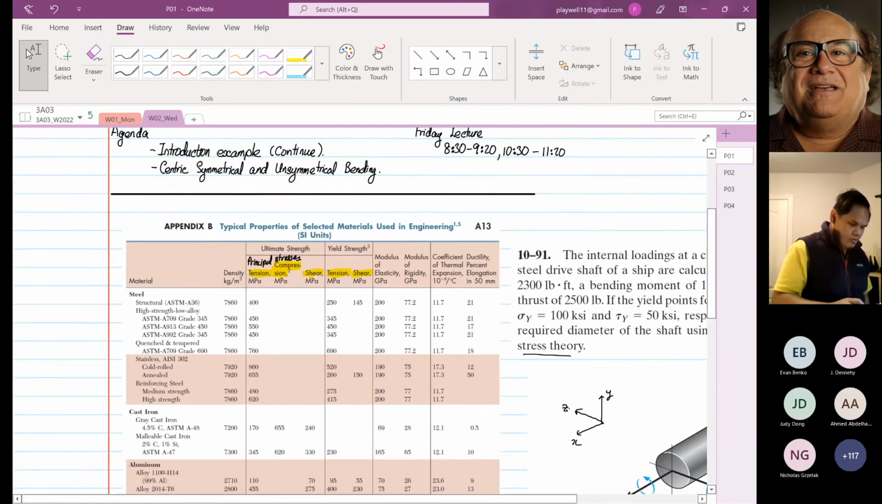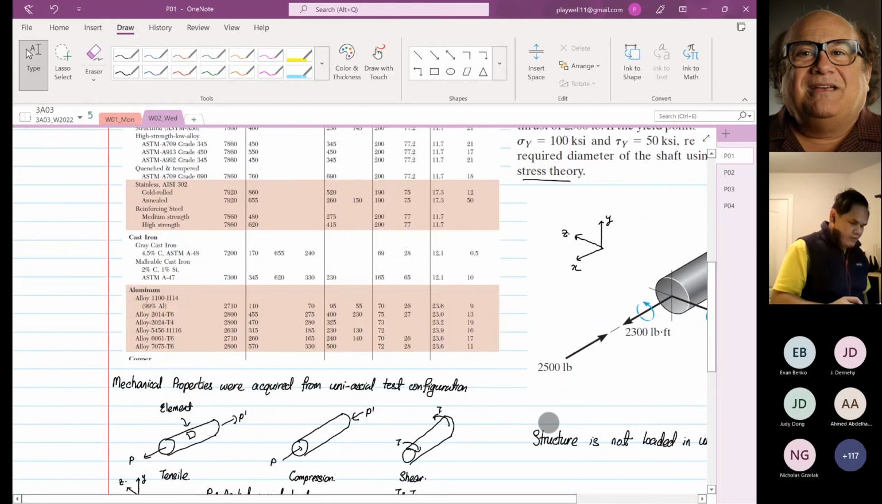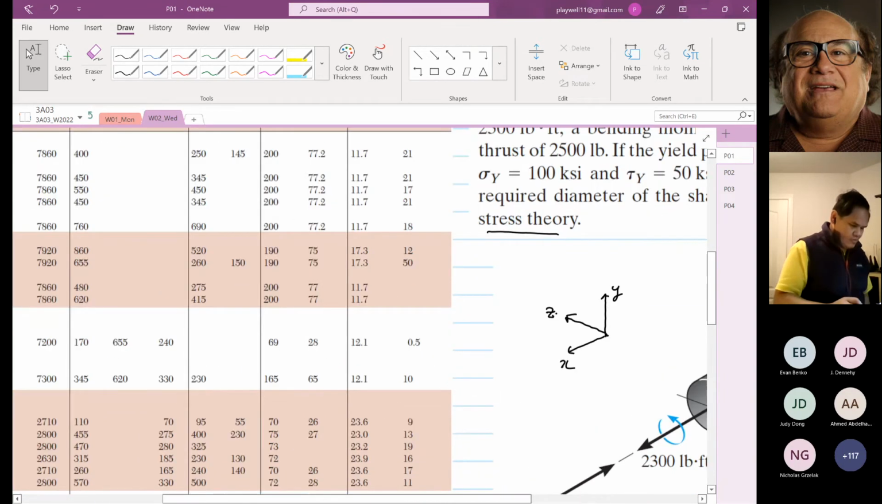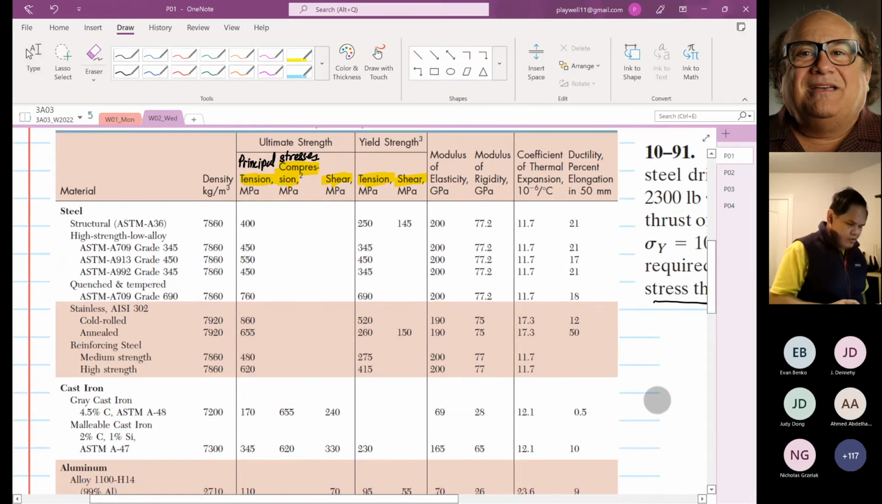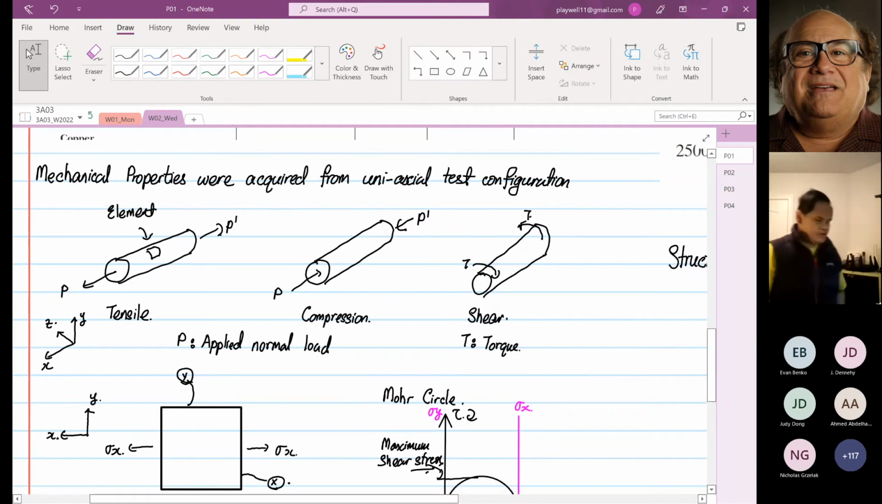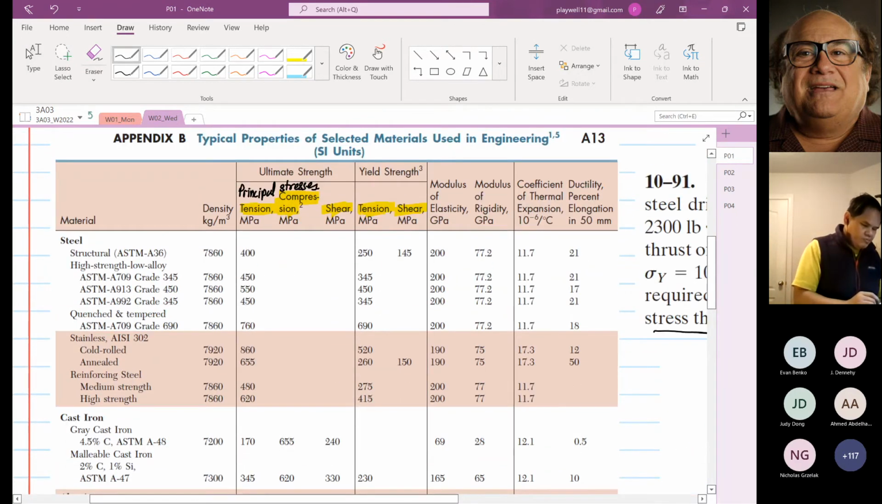Okay, so when we left on Monday, I briefly do a quick recap. We look at a table like this, that has material properties and what these material properties mean. All these material properties were acquired from uniaxial tensile test. It can be uniaxial tensile, uniaxial compression, uniaxial shear. So that's why you have them as tension, compression, and shear, each in different columns.